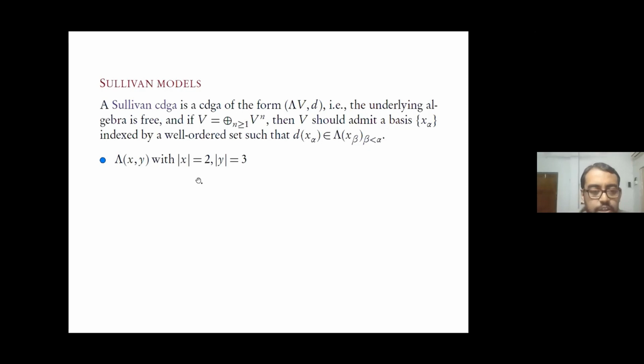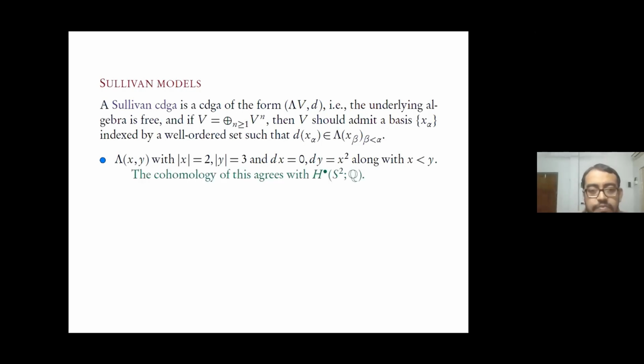So as an example, you can take the wedge of x, y. This is a vector space where x is in degree 2. So V is V2 direct sum V3. V2 is a copy of Q, and V3 is a copy of Q that is generated by y in degree 3. And I am putting dx equal to 0 and dy equal to x squared. So dy is x wedge x, sorry. And I insist that in the ordering x is less than y. And you can check that this is a Sullivan CDGA.